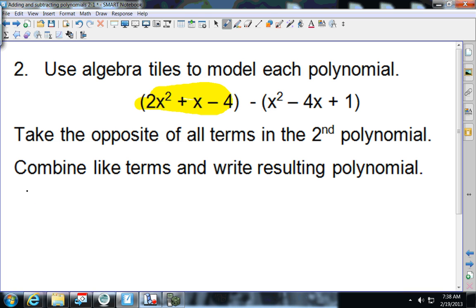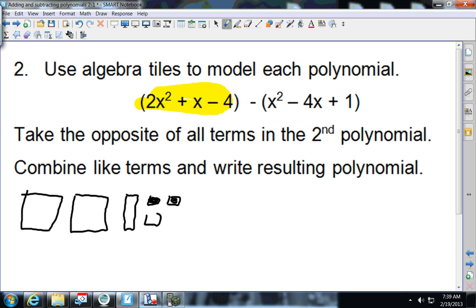Let's go ahead and let's make 2x squareds. And then plus x minus 4. So I have 4 negatives right here. Now it says take the opposite of all the terms in the second polynomial. What do we know about that parenthesis right here, right outside this parenthesis? What is this? It's a negative, which is the same as a negative 1.